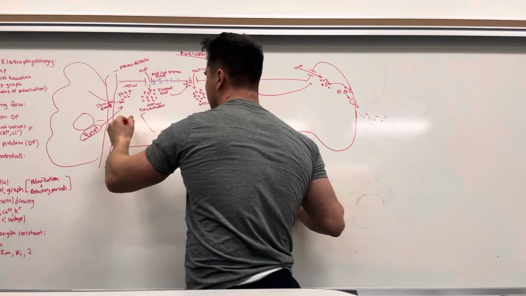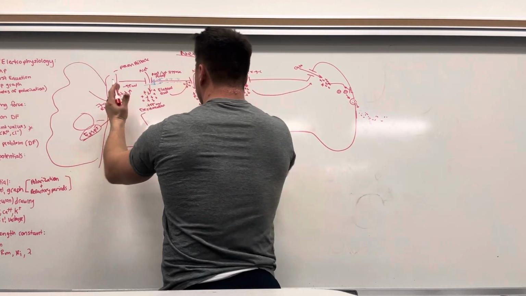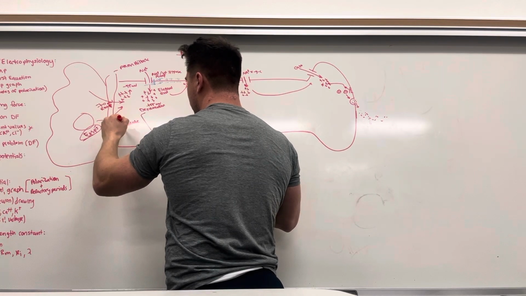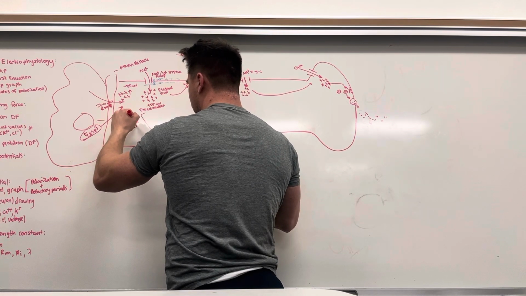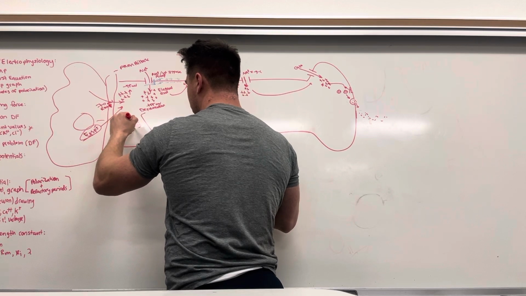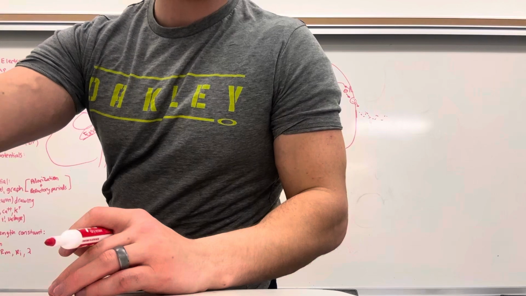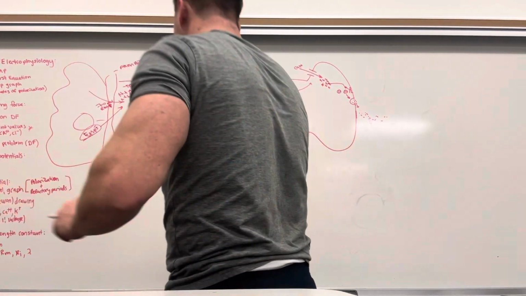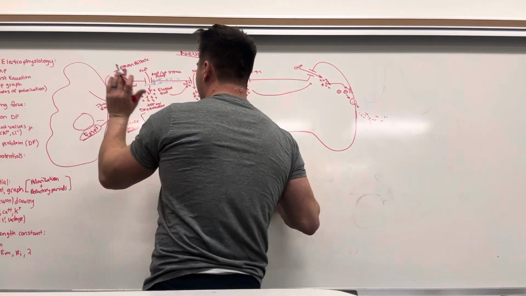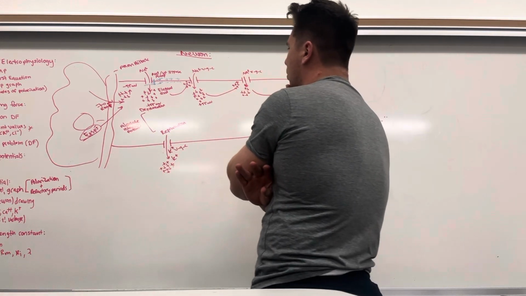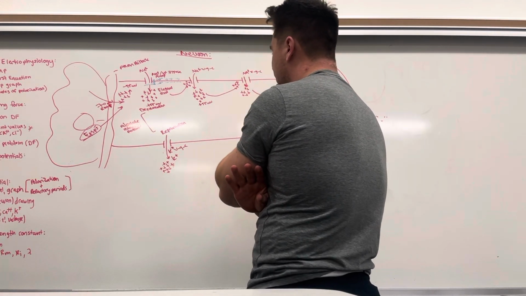And as it does this repolarization, this section here is called the absolute refractory period. We end up having this absolute refractory period where we can't have an action potential stimulus. Even the strongest one couldn't make it fire.